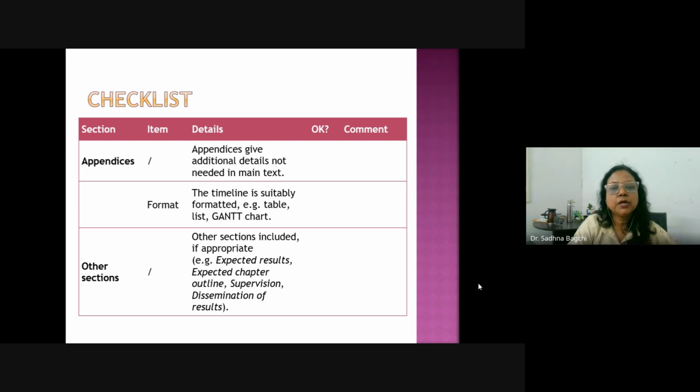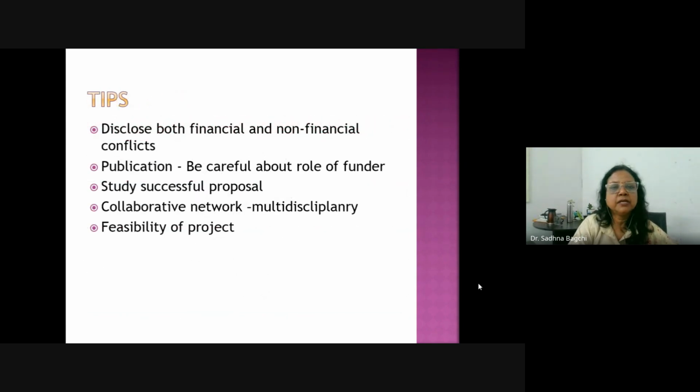Other sections include, if appropriate, expected results, expected chapter outlines, supervision, everything that is mentioned in other sections. An appendix basically holds formats and figures, everything from reports.